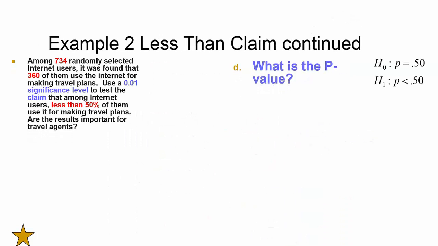Okay, so next, to find out the p-value, let's draw a picture and then look up our z. So my normal distribution curve, remember, is a left-tailed test. I got z is negative 0.52. That's my test statistic.